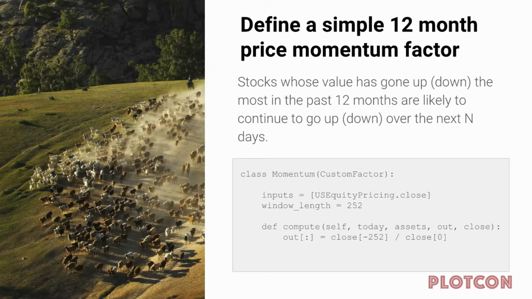Just ask about every single stock today: what was your price 12 months ago, and what is it today? And if it's higher, I'm going to call that good, because I think that everybody is buying up your stock and its price has gone up for a whole year, or at least it's higher than a year ago, and maybe on a relative basis, right? So I'm going to rank my whole universe on price momentum. This is very simple.